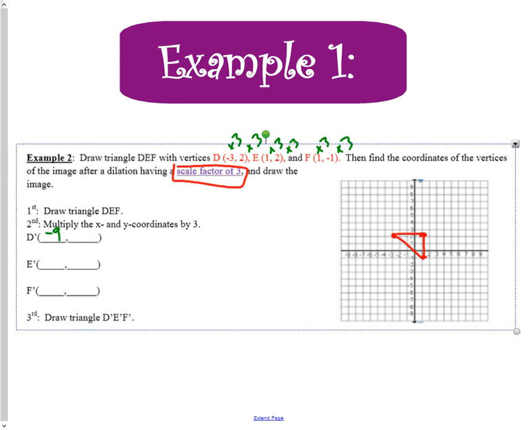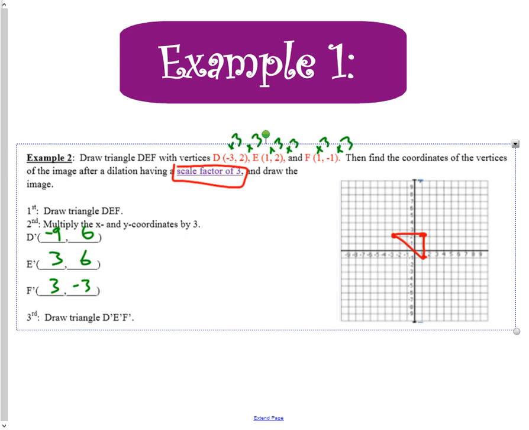2 times 3 is 6. Then for E prime, it'd be 1 times 3 is 3, and 2 times 3 is 6. And for F prime, it would be 1 times 3 is 3, and negative 1 times 3 is negative 3.